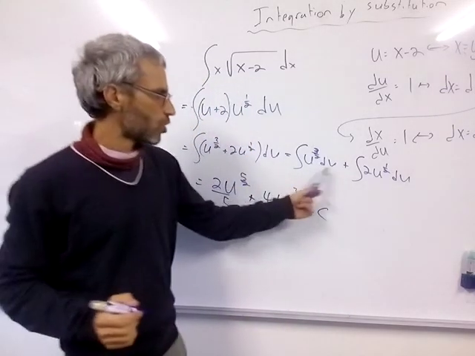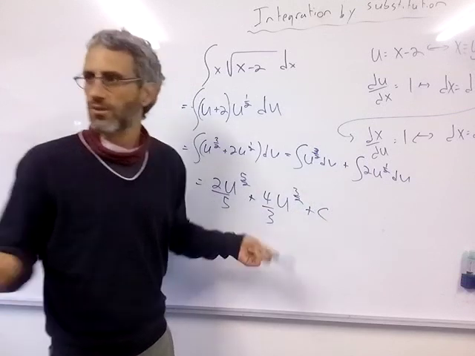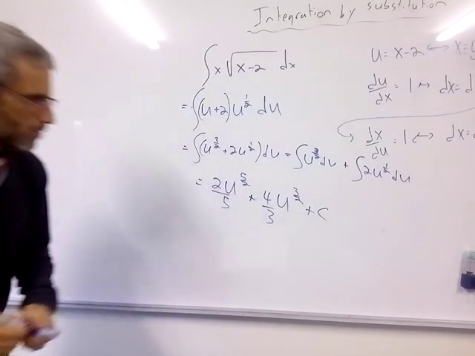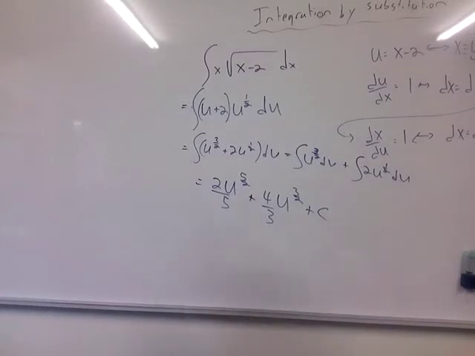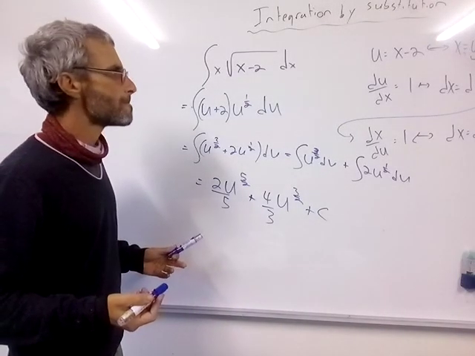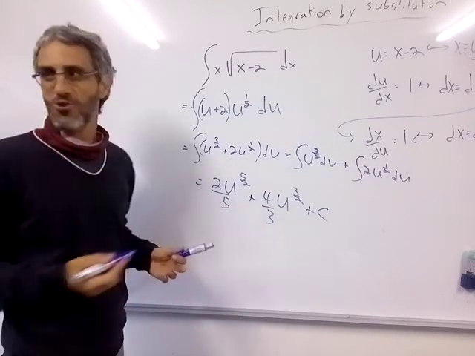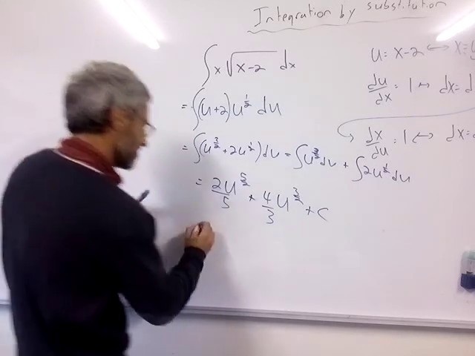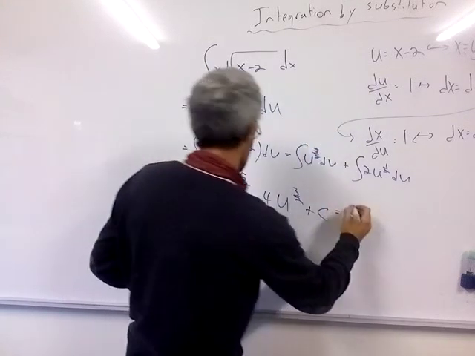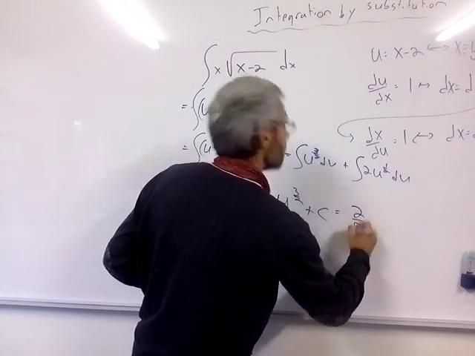I don't need to add a constant for each one of them, because a constant plus a constant is just a constant. We don't know what it is anyway. Okay, I'll pause here. Oh, well, we're not finished, of course. What do I need to do now? I don't want the answers in u's. I need to sub in the x, okay? So I'll write it down here. Everywhere I have u, I'm going to write x minus 2.